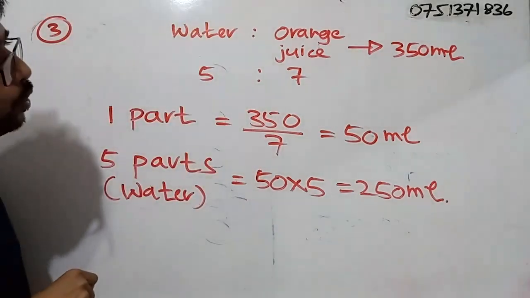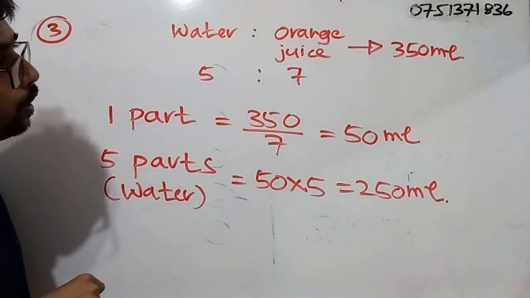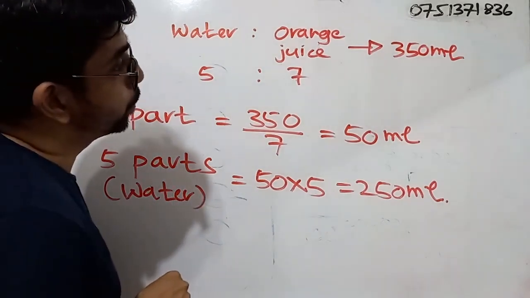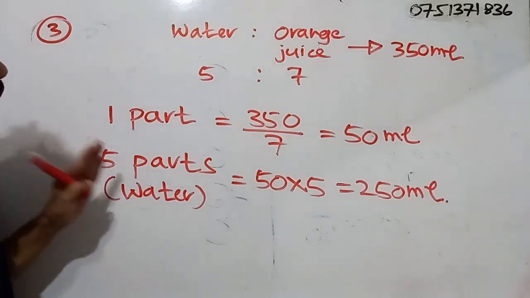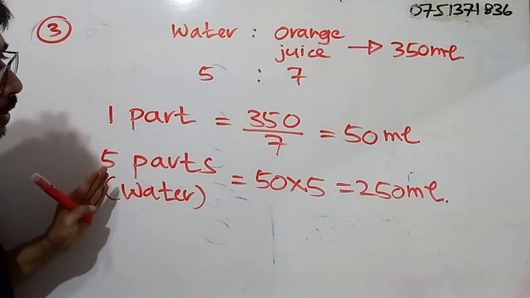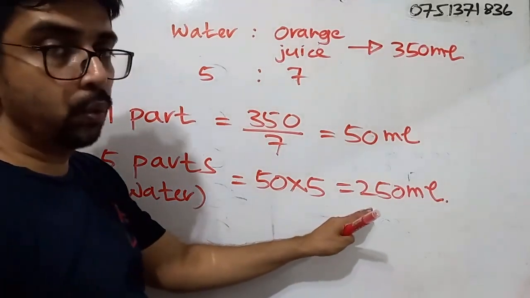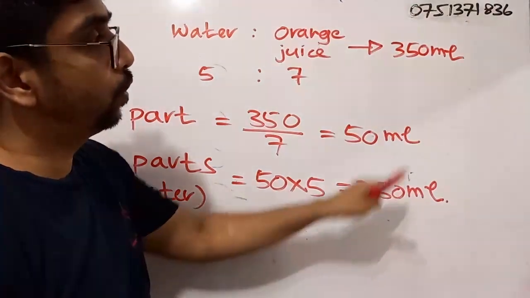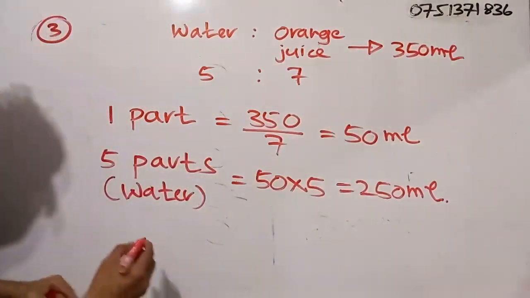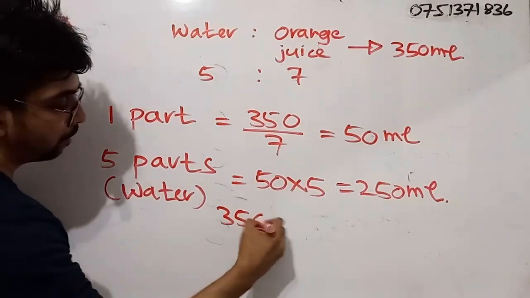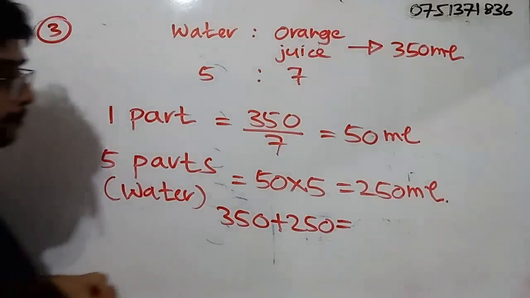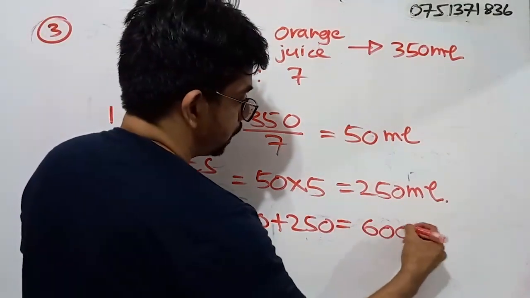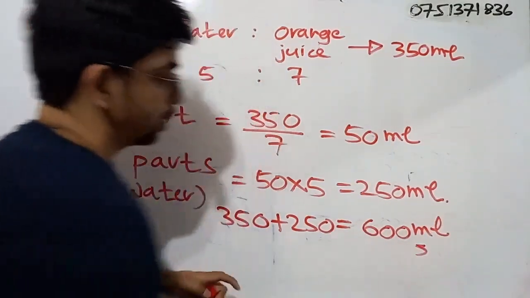So now what do we have to do? We know the amount of orange juice, which is 350 milliliters, and we have calculated the amount of water that has been used, which is 250 milliliters. Simply, we have to add these together. So 350 plus 250, what is that? 600 milliliters. So that is the answer.